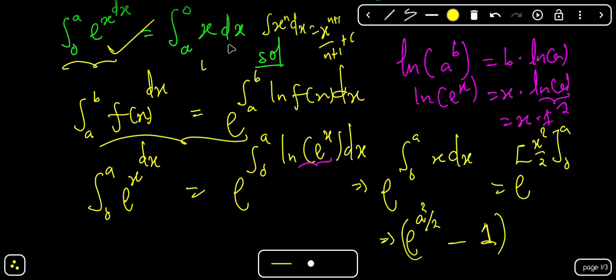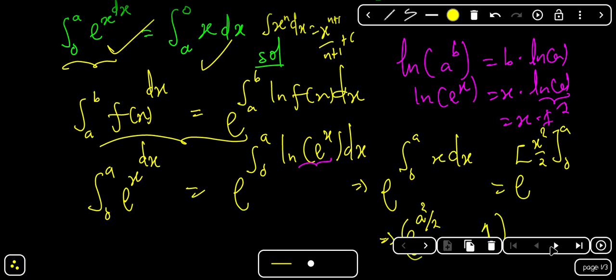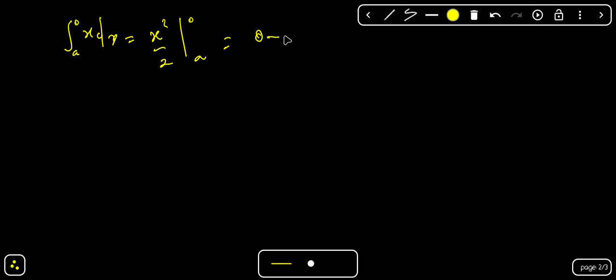Now let's solve for the right hand side. The right hand side is the integral from a to 0 of x dx. This will be equal to x raised to the power of 2 over 2, then you apply the limit from a to 0. When you apply 0, 0 over 2 will give us 0. So you have 0 minus, then when you apply a, we have a raised to the power of 2 over 2. And this is the same thing as negative a squared over 2.